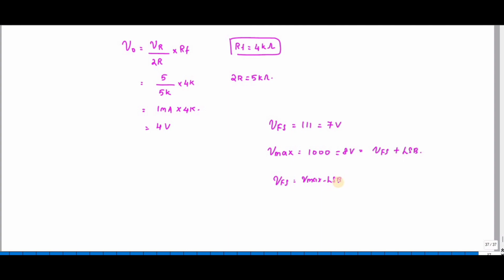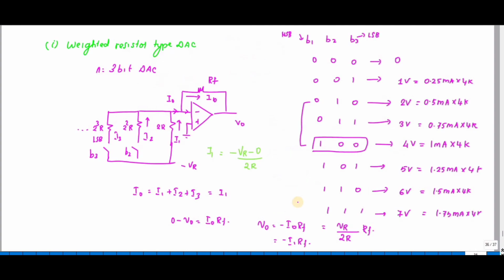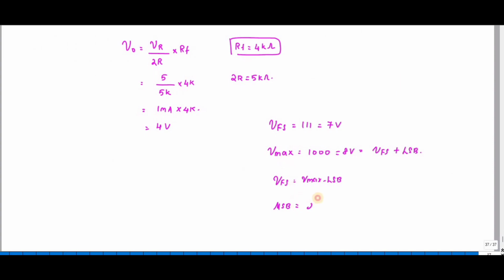Okay. So how to find the MSB value? What is MSB? MSB is nothing but this one, right? So I need to multiply 2 power 2 with this 1 volt, right? So 2 power 2 means 2 power n minus 1, right, 2 power n minus 1 into LSB. Because here n value is 3, so 2 power n minus 1 is 4. So 4 into the LSB value, you will get the MSB value. Okay.